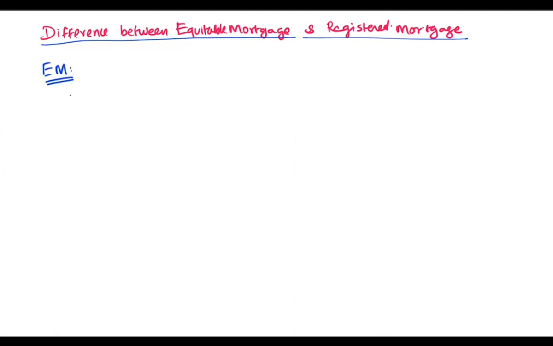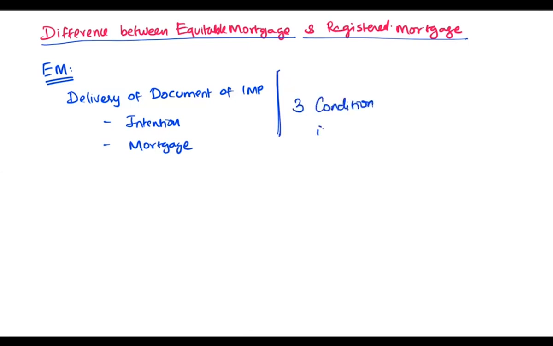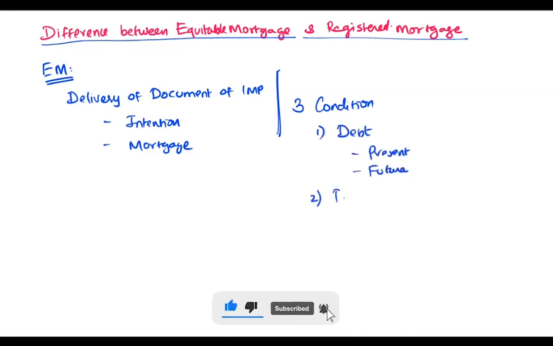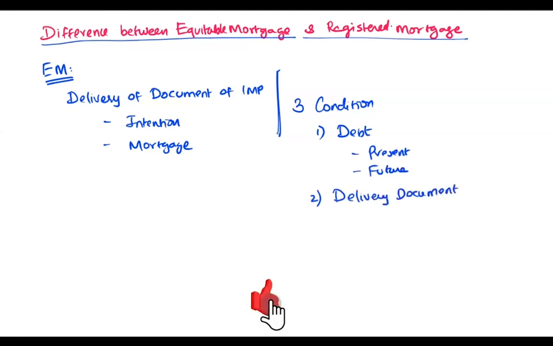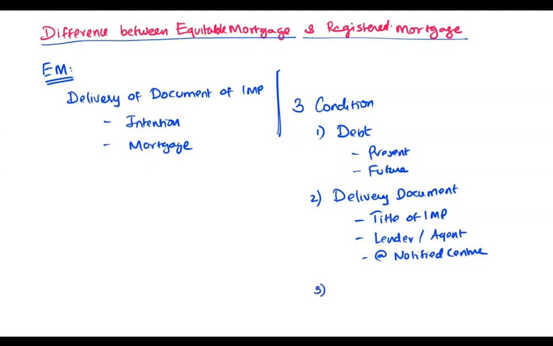When I say equitable mortgage, it is a mortgage arrangement which involves delivery of document of title, delivery of document of that immovable property with an intention to create mortgage. So basically there are three conditions attached with it. Condition number one, there should be a debt. This debt can be a present debt, it can be a future debt. Number two, there should be delivery of documents, which is basically title of immovable property. And this delivery should happen to the lender or his authorized agent, and this should happen at notified center. And the third condition, already I said, this delivery should happen with an intention to create mortgage.